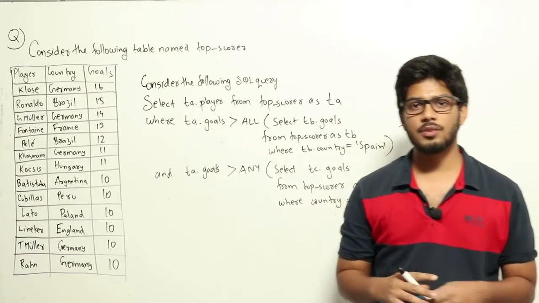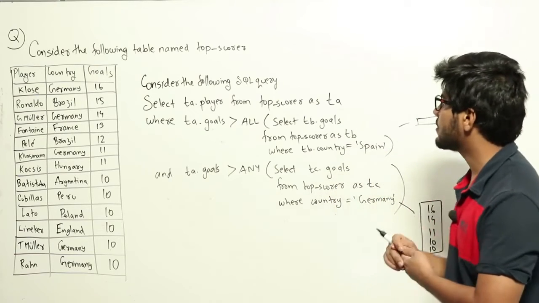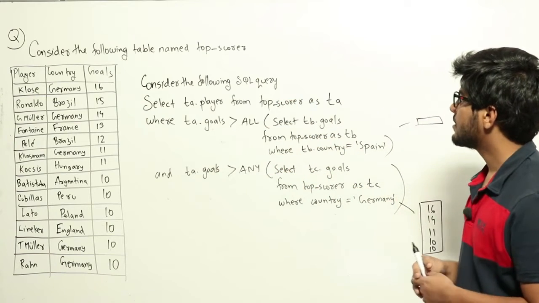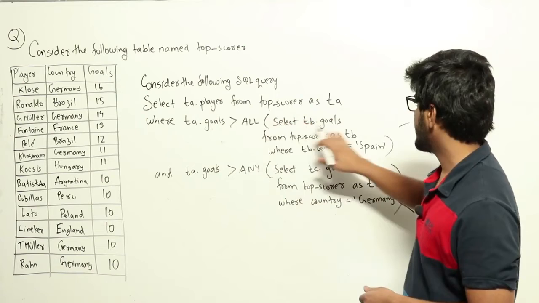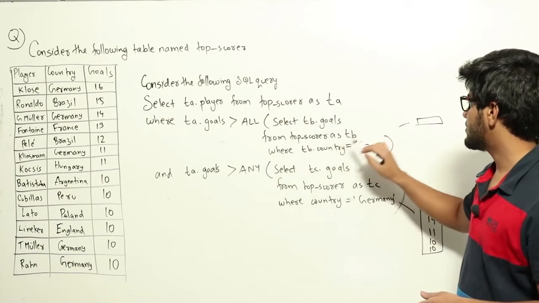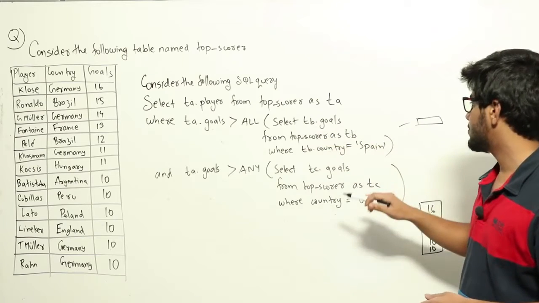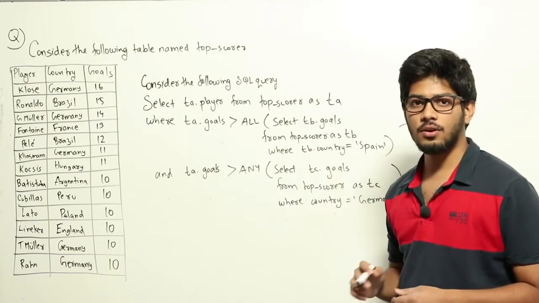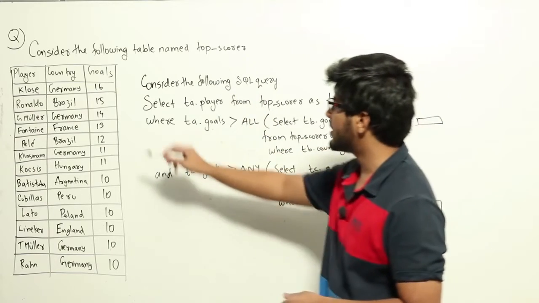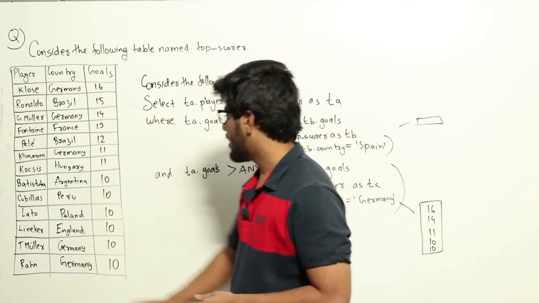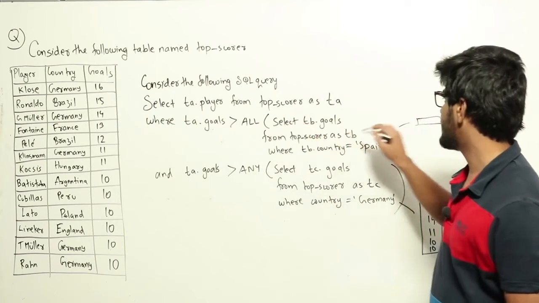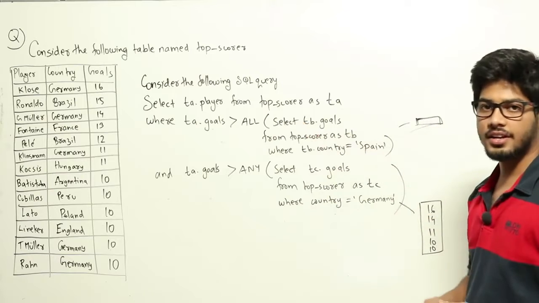So this is a question coming from SQL. This is a very easy question. We just need to know the concept of all and any in order to answer this question. So let's look at this particular query. What does this do? Select tb.goals from top scorer as tb, where tb.country equal to Spain. So it is returning goals where country is equal to Spain. But if you look at the table, there is not a single country having Spain, which means that this query will be returning a null set. It won't be returning anything.